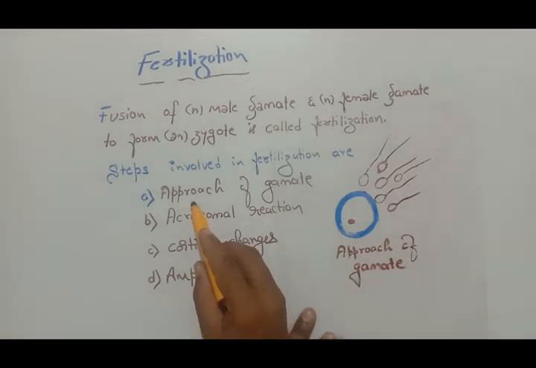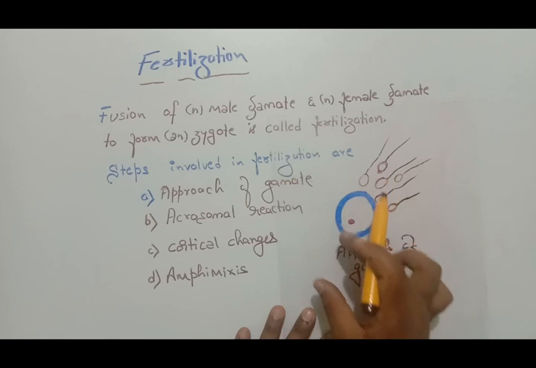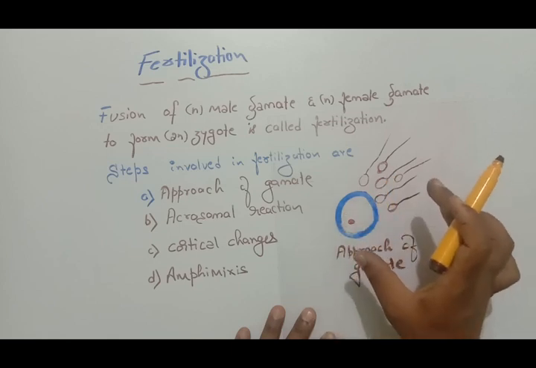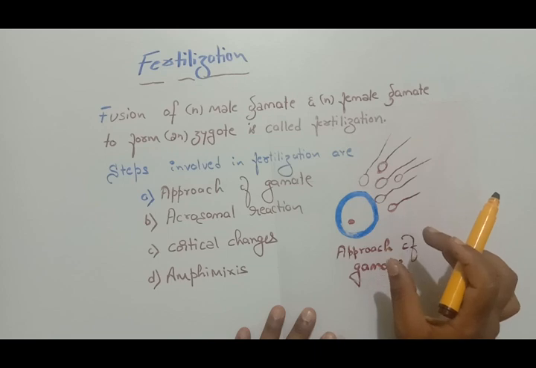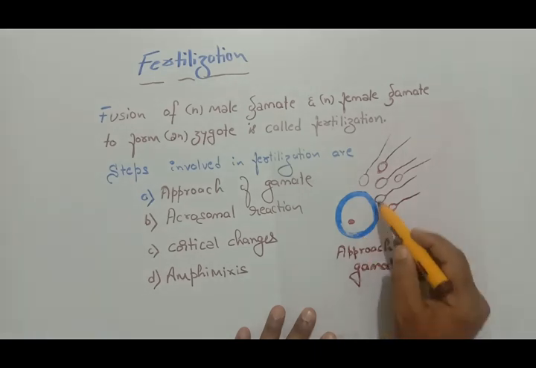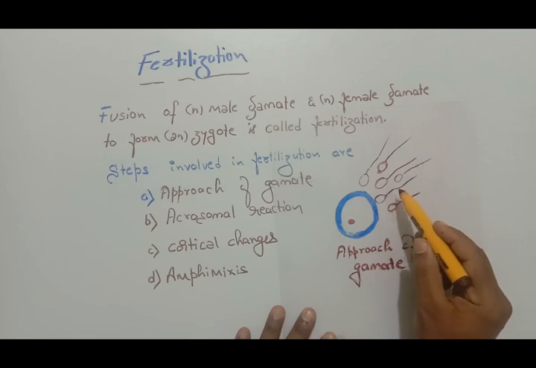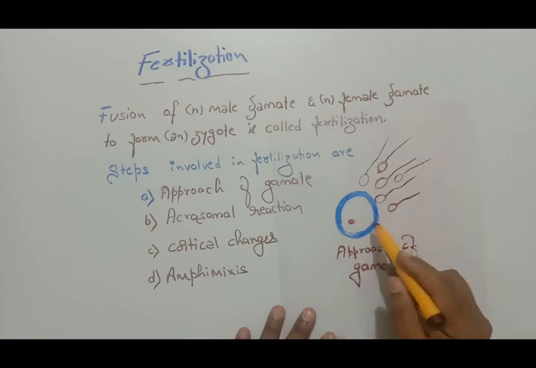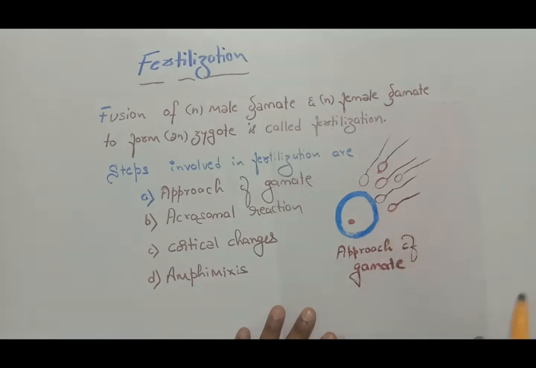So what happens during approach of gamete? Agglutination of sperms takes place around the egg. The attraction of gametes is by a chemical substance called gamones. Egg produces fertilizin, whereas sperm produces anti-fertilizin. If it is of the same species, the fertilizin anti-fertilizin reaction takes place. It is similar to lock and key mechanism, and that is nothing but approach of gamete.